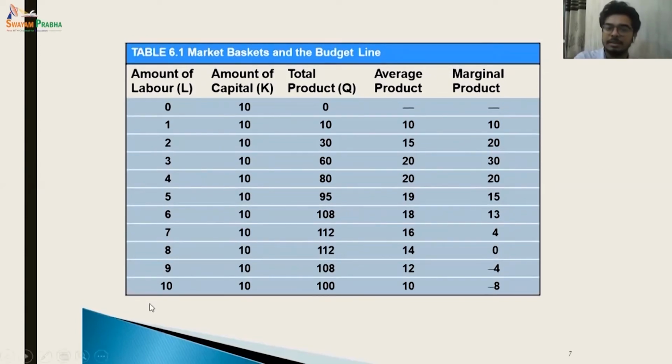It reaches 60, and the marginal product is increasing. Then I increase another labor force, and you see the total product is increasing, but the marginal product is decreasing, because that additional labor force is contributing, but the amount of contribution every earlier labor force was making is decreasing.